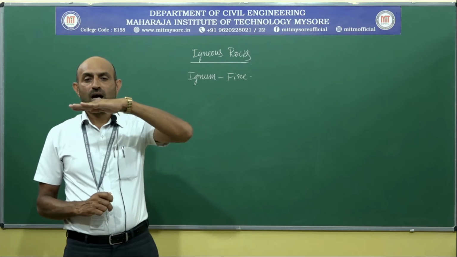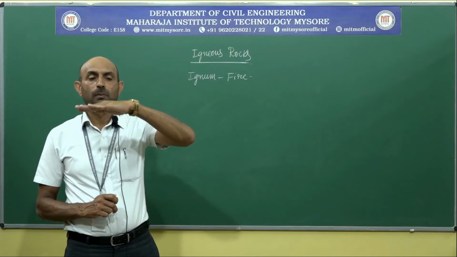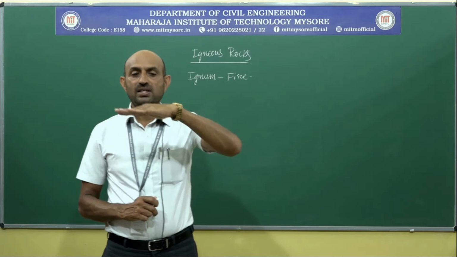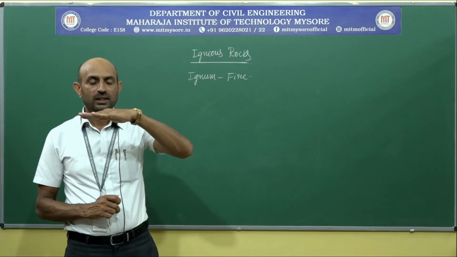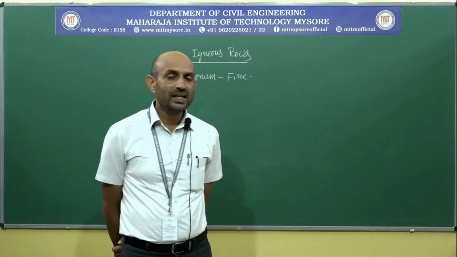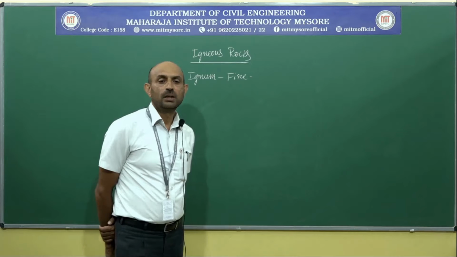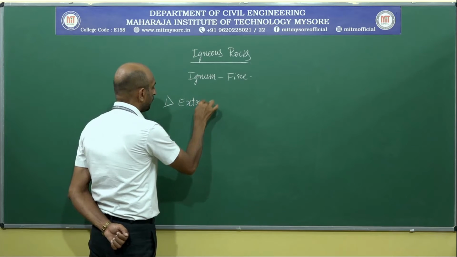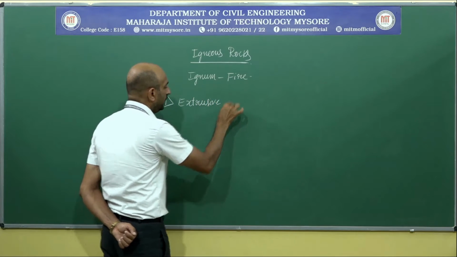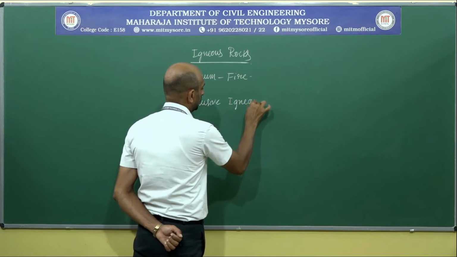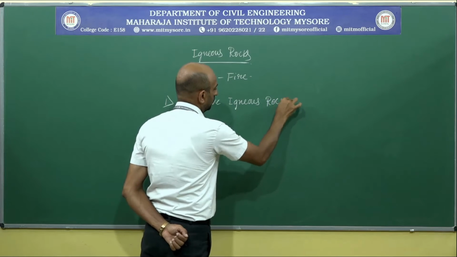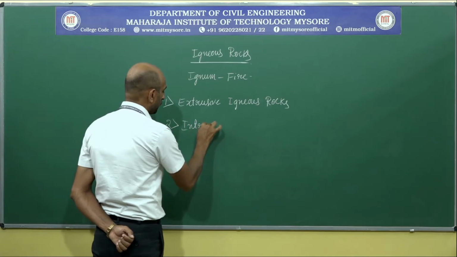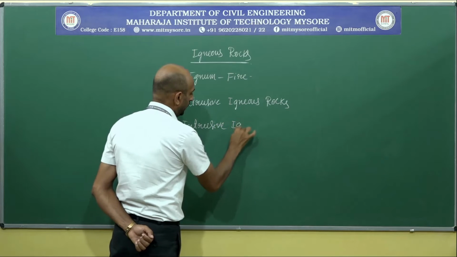Therefore, igneous rocks are formed by cooling and solidification of magma or lava. Igneous rocks are studied under two headings. Number 1, extrusive igneous rocks. Number 2, intrusive igneous rocks.